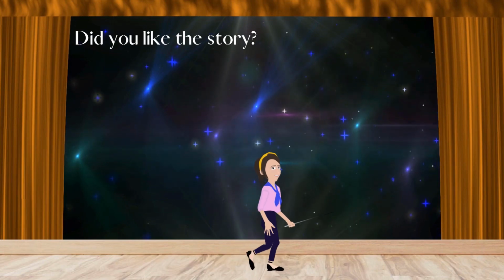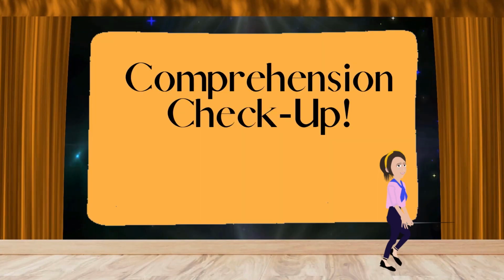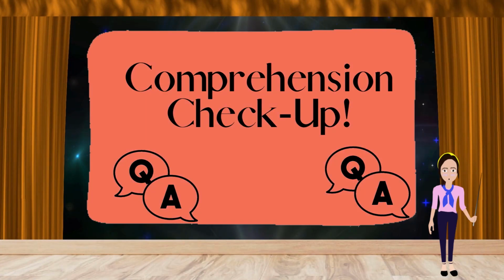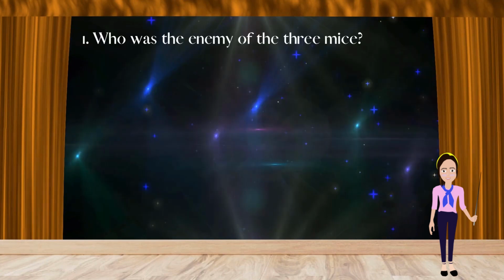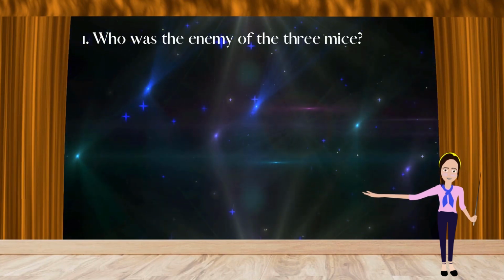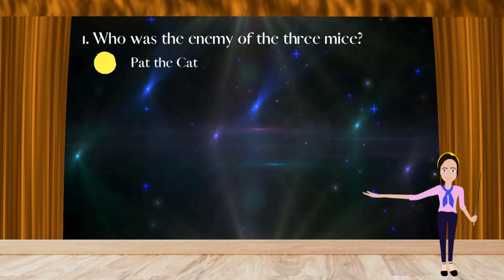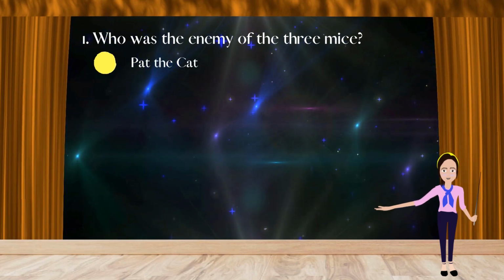Very good! Now, let us try to see if you truly understand the story. Number 1. Who was the enemy of the 3 mice? Very good! The correct answer is Pat the cat.